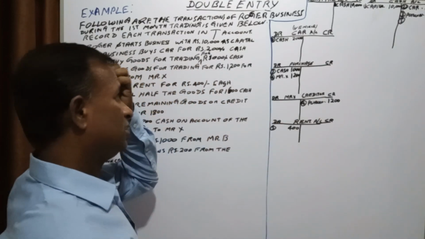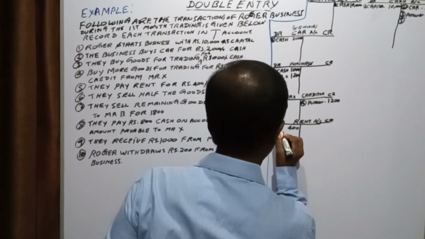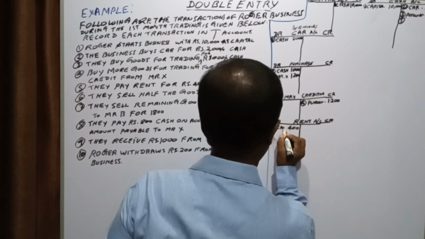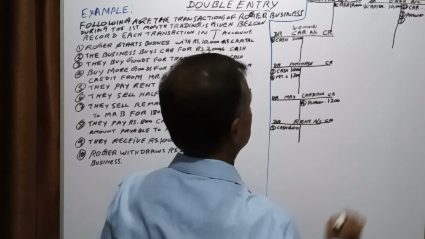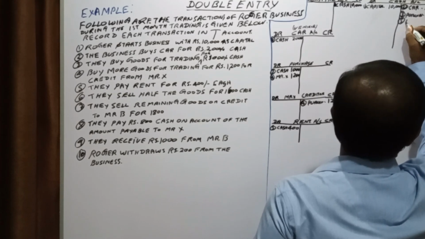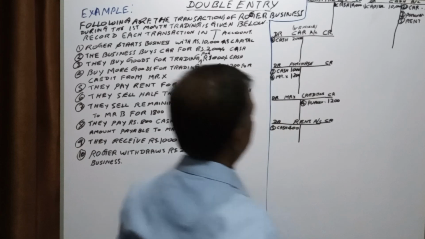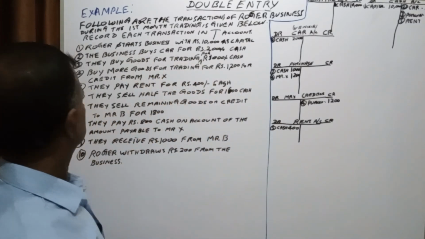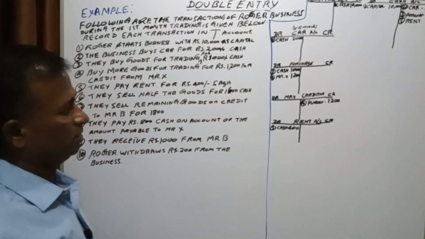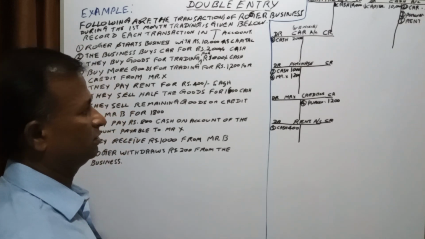What is the narration you will give here? You will give cash. Here you will give rent. Rent. Okay, that is the adjustment number 5.